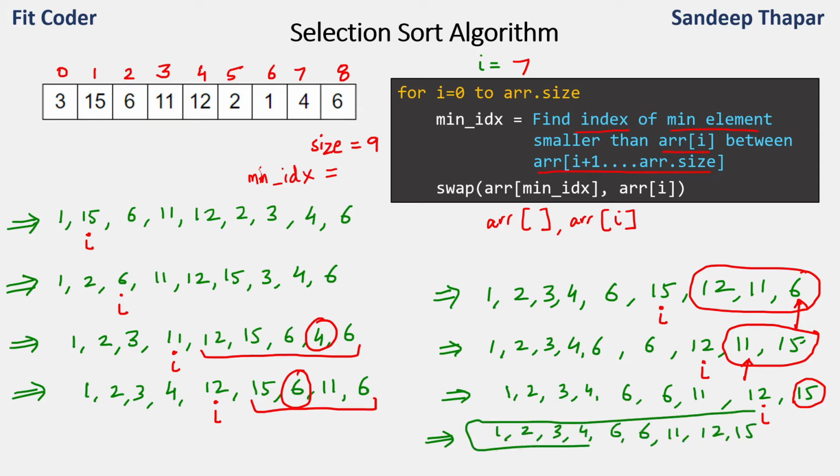So this is our final sorted array. In each step of the iteration we select the minimum element and swap it with the start of the array. So this is how the selection sort algorithm works. Once we have understood the algorithm, let's look at a few important properties of selection sort.